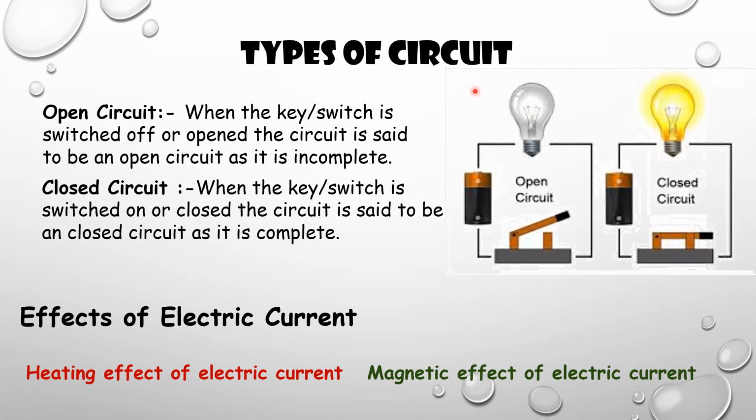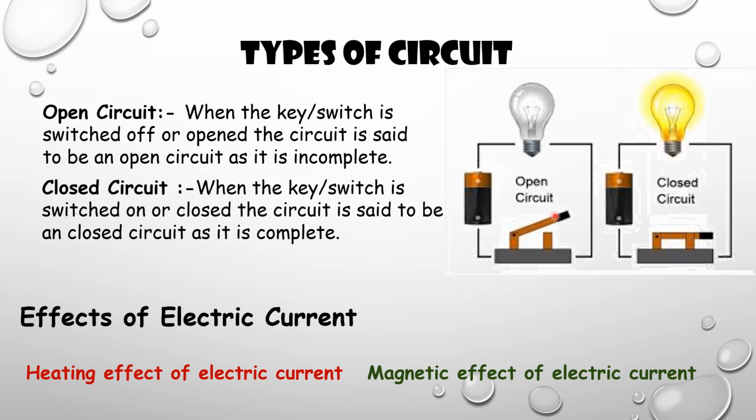Types of circuit: open circuit and closed circuit. So we already said that if there is any gap in the circuit, current cannot pass. So we need a closed circuit. So first, open circuit. When the key or switch is switched off or opened, the circuit is said to be an open circuit as it is incomplete. See, this is the open circuit.